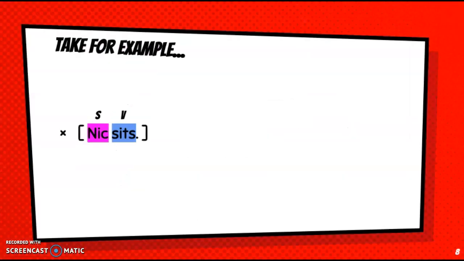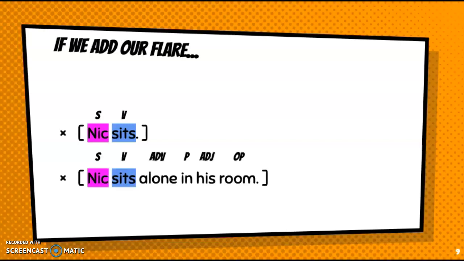Take "Nick sits," for example. We have one main subject, one main verb, and one complete thought. In brackets, we have "Nick sits," because that is the entire independent clause. If we add our flair, changing the sentence to "Nick sits alone in his room," it doesn't matter that we added an adverb or a prepositional phrase. We still have one independent clause, creating a simple sentence. However, what is in our brackets does change. "Nick sits alone in his room" all goes into brackets because all of the information is now a part of the independent clause.